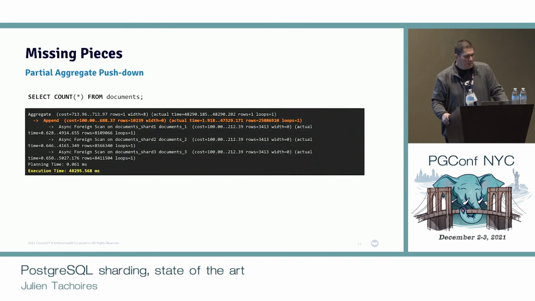So one more example. Let's consider we want to count the total number of documents we have in our database. So we are going to execute this select count star query on the coordinator database. If we take a look at the execution plan, what's going on here? Once again, the 25 millions of rows coming from the documents partitions are fetched, and the aggregate operation is executed by the coordinator. And the execution time is, once again, 49 seconds.